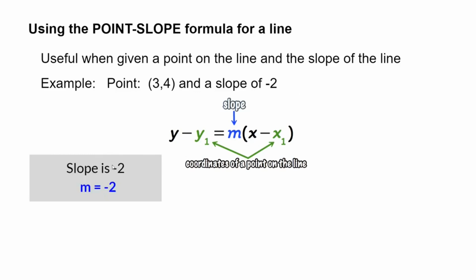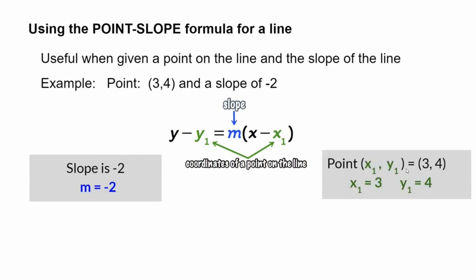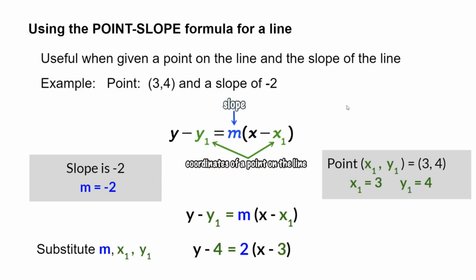Our slope is -2. Therefore, m will be substituted with -2. Our point, 3, 4, we want to think of that as x1, y1. And x1 is 3, y1 is 4. There's our formula again. Let's substitute those values in for m, x1, and y1. And it looks like that.